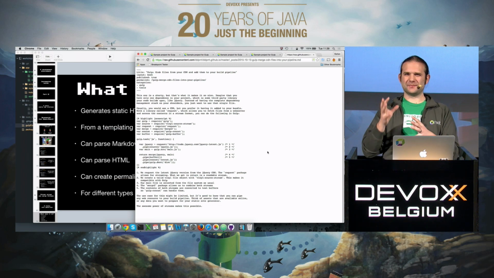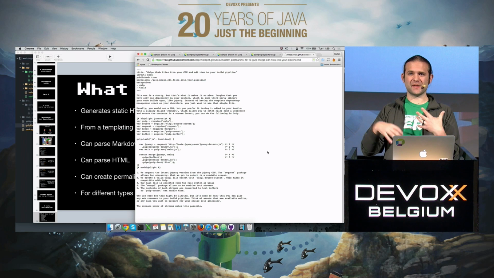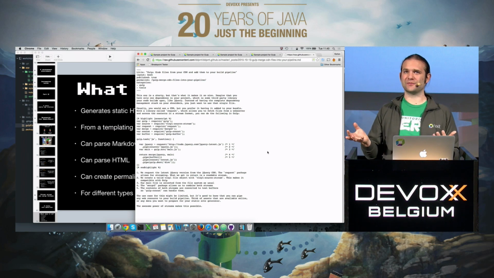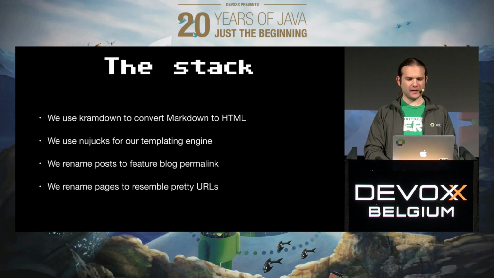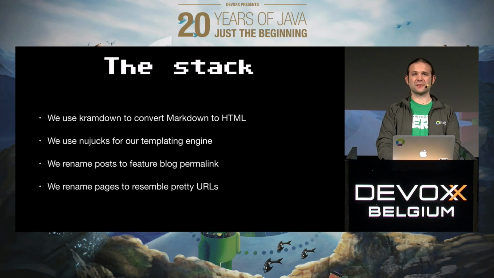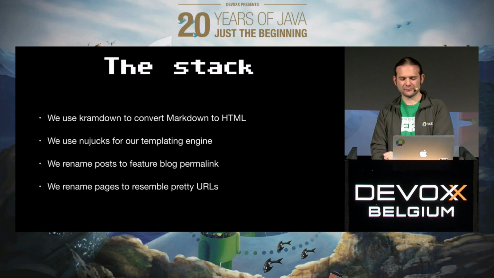So thinking of a process running over files, converting them and saving them somewhere, that kind of sounds like a good job for Gulp, I think. So the stack we are going to use for that, we are creating a Gulp build pipeline, and we use Kramdown to convert Markdown to HTML. We use Nunjucks, that's not quite true, I use Swig here as a templating engine, so we can have variable parts here. And we can rename posts to feature a blog permalink from the format year, month, and day, and the title of the blog post. And we rename pages just to have a pretty URL.